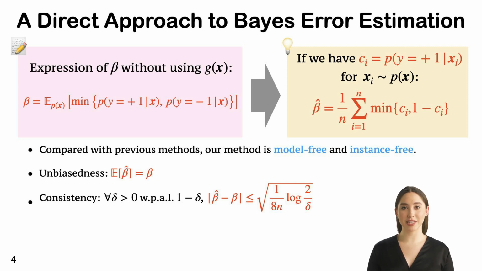Training a classifier can be considered as a naive baseline for estimating the Bayes error because a classifier will approach the Bayes classifier with sufficient training data provided that the model is correctly specified. We take a more direct approach, where we assume to have access to c_i, the probability that x_i belongs to the positive class. If we have the c_i's, we can propose a simple and direct estimator beta hat. Compared with previous methods, our method is model-free because there is no model training and instance-free because instances are no longer involved. Theoretically, it is unbiased and consistent.